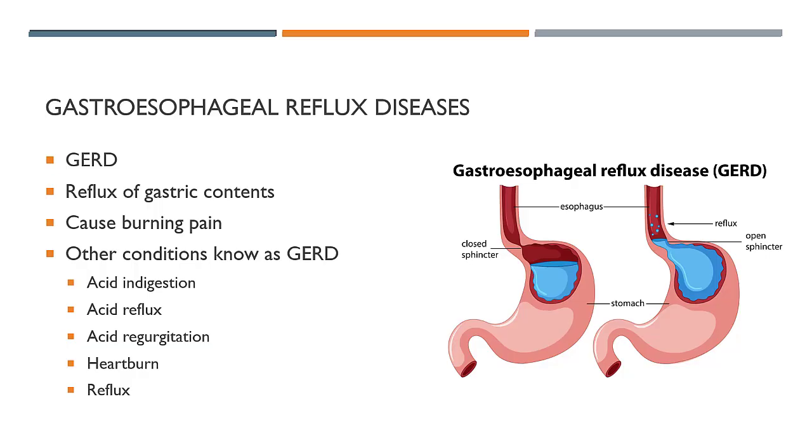Gastroesophageal reflux, also known as GER, involves incompetence of the lower esophageal sphincter that allows reflux of the gastric contents into the esophagus, causing burning pain. Prolonged reflux may lead to esophagitis, stricture, and rarely intestinal metaplasia, or cancer.